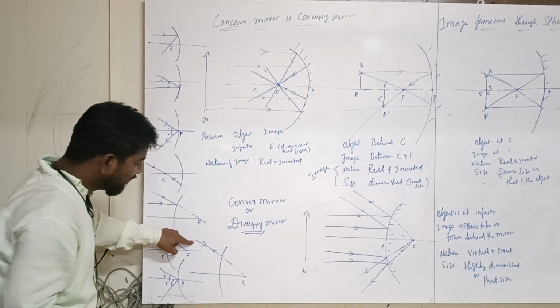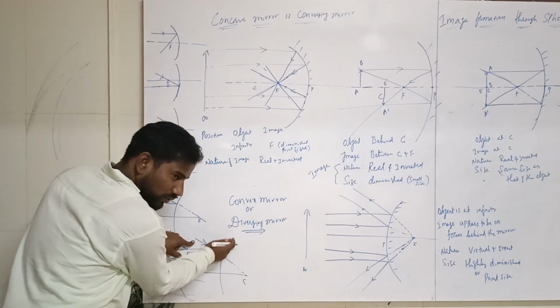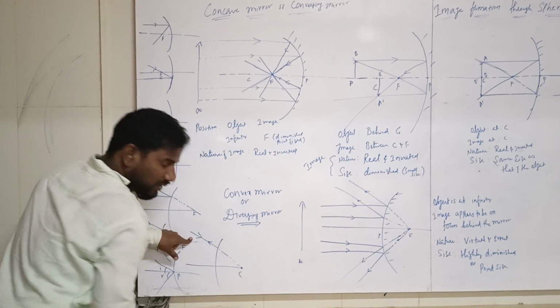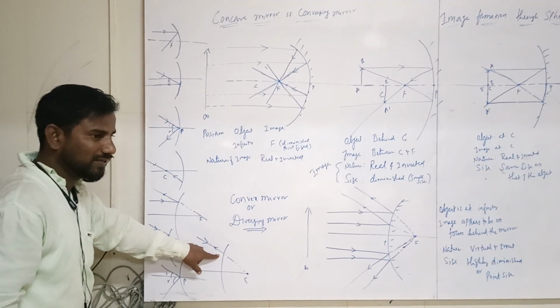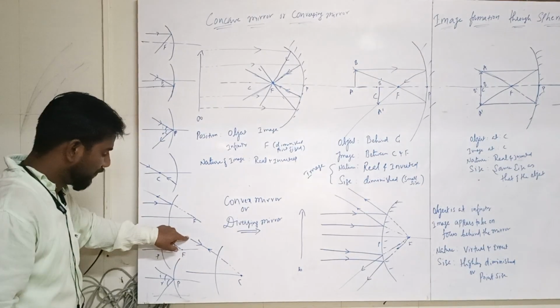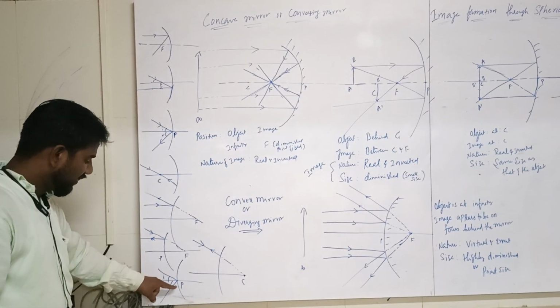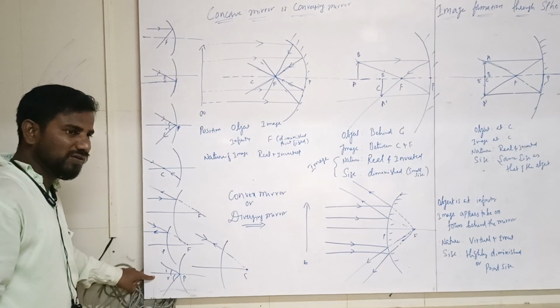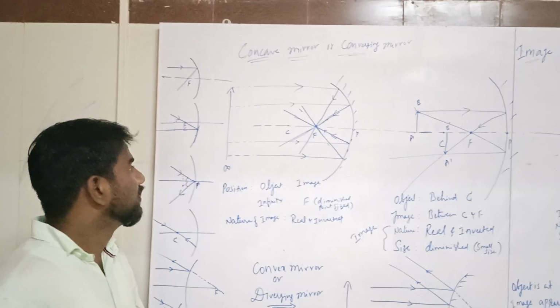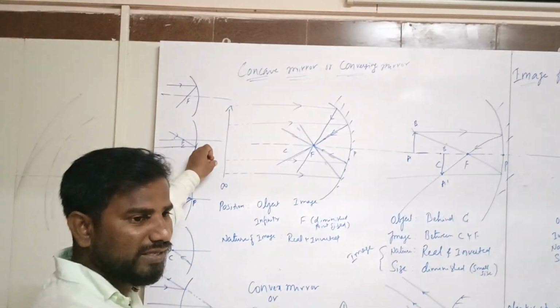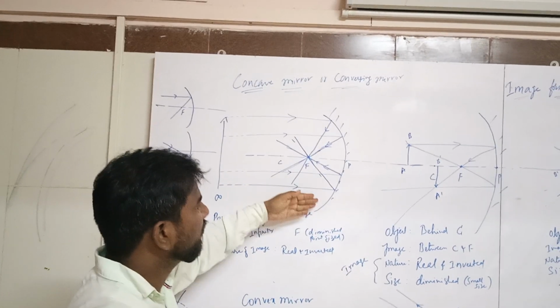When a ray is incident on a convex mirror as if it passes through the center of curvature, after reflection it passes through the same path. When a ray is incident at the pole, it reflects and follows the laws of reflection. So now we will see the image formation with respect to the object. This is a concave mirror, a converging mirror.